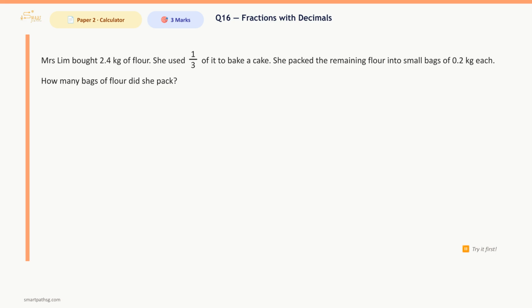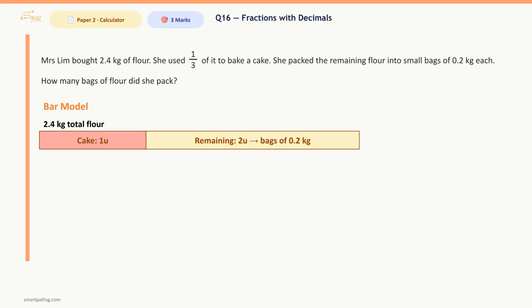Mrs. Lim bought 2.4 kilograms of flour. She used 1/3 of it to bake a cake and packed the remaining flour into small bags of 0.2 kilograms each. How many bags of flour did she pack? Bar model for this question is straightforward. Total 2.4 kilograms of flour can be represented by 3 units, of which 1 unit is used for cake, and the remaining 2 units are packed into small 0.2 kilograms bags.